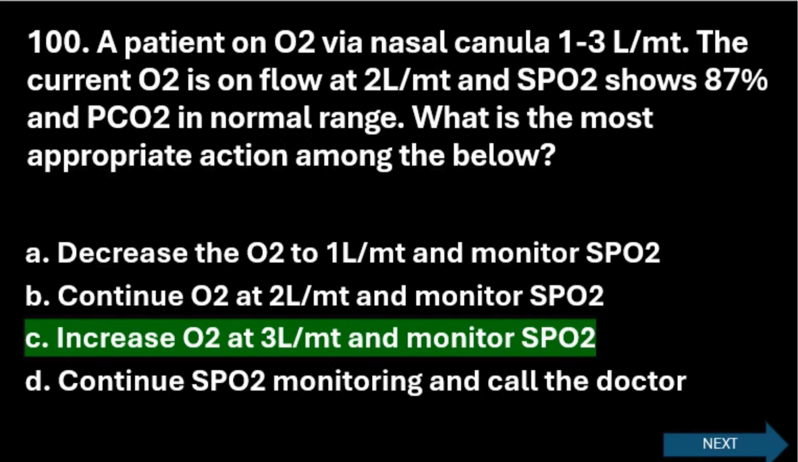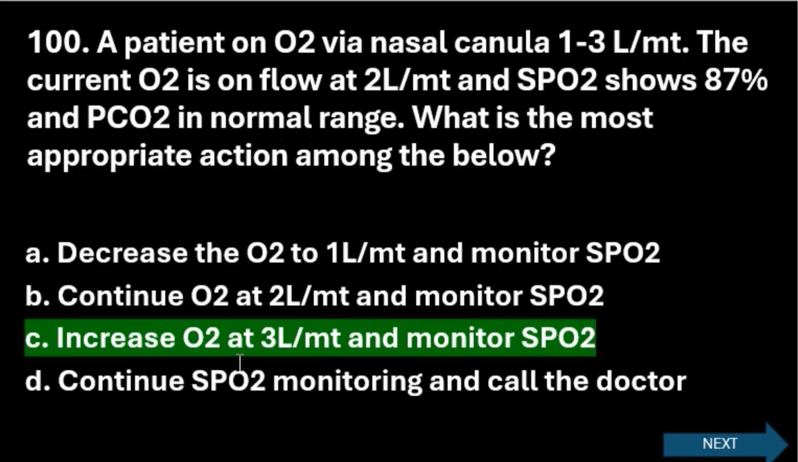This is an application level question, and you can see the options one by one and eliminate. Decreasing the O2 to 1 liter per minute is obviously wrong, it will worsen the condition, so we will rule it out. Continuing at 2 liters also will not help, so that also we rule out. So only two options remain, option C and D. C is increasing the O2 to 3 liters.